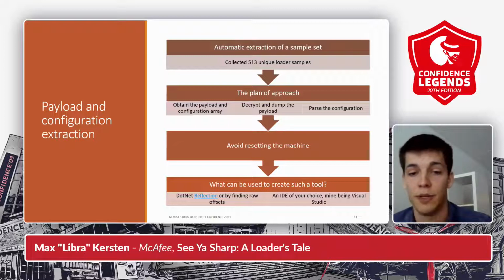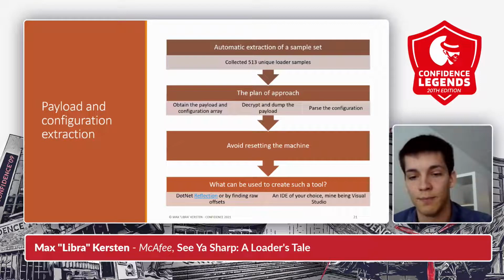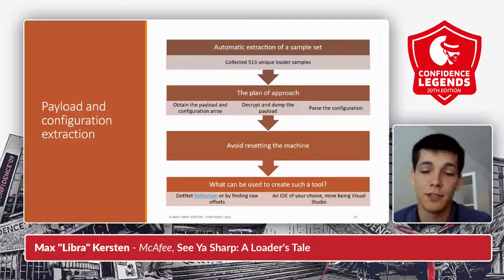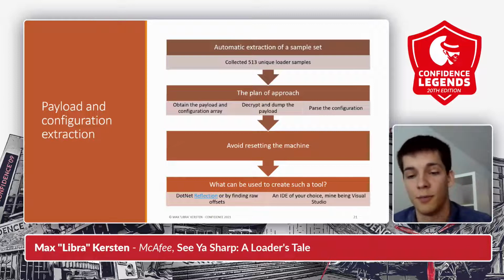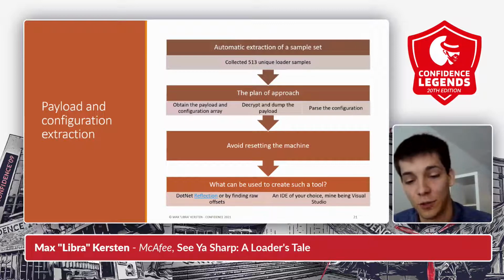So the plan of approach is pretty straightforward. We want to obtain the payload and the configuration array. We want to decrypt the payload and dump it to the disk because we want a copy of it, and parse the configuration in basically any form that we want to use. But as a main caveat here, avoid resetting the machine you're doing the analysis on, because that would make the analysis a lot slower. It's not necessarily a hard requirement, but it was one for me when I worked on this, because I figured it should be doable.